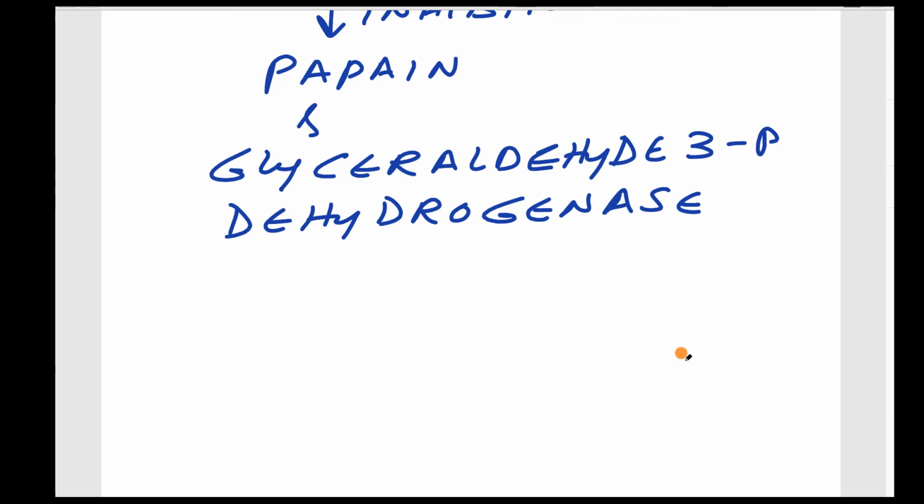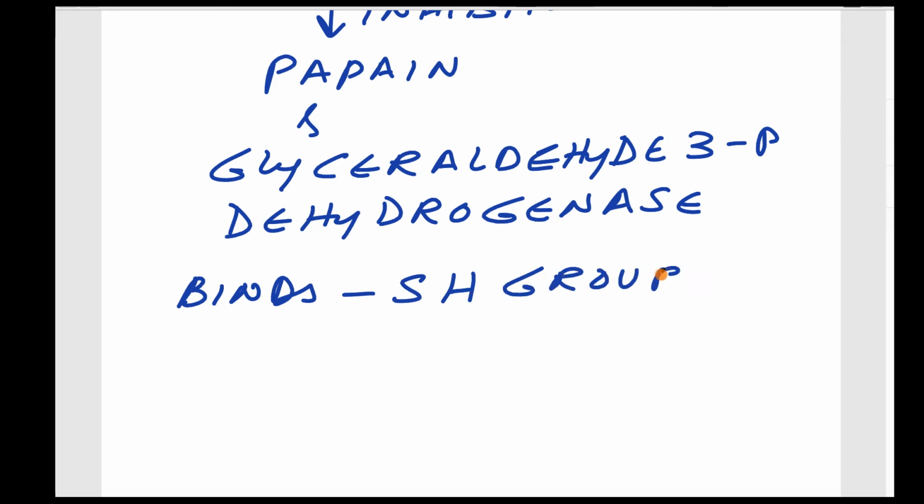What it does? It binds SH groups of enzyme. But this binding is a covalent binding, irreversible binding. Whereas reversible non-competitive, that is a reversible binding. That was not a covalent binding. Okay, that is the difference.